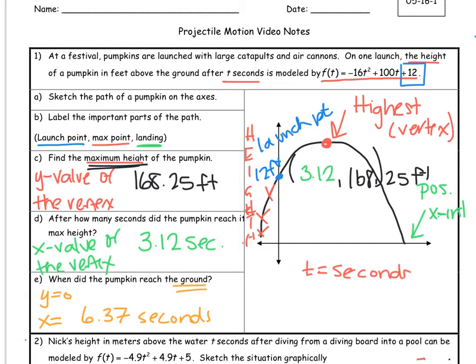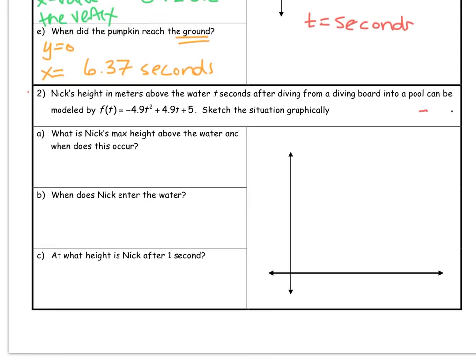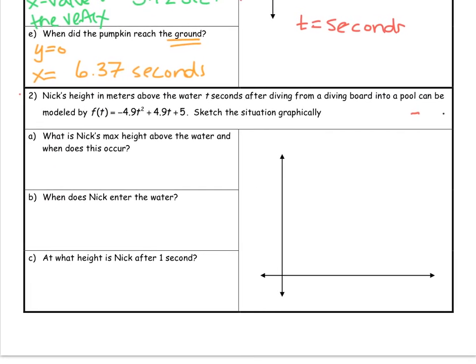So we're going to use that same information to answer question 2. And again, the first thing I want to do is just sketch in the parabola. Doesn't matter how beautiful it is. We're looking for the vertex, we're looking for the y-intercept, and we're looking for the positive x-intercept.